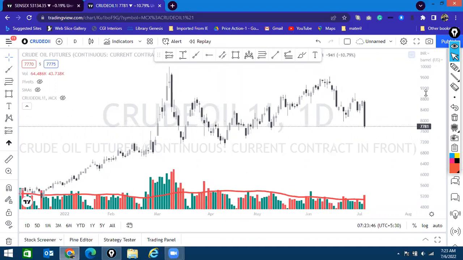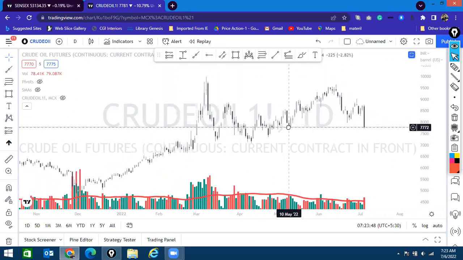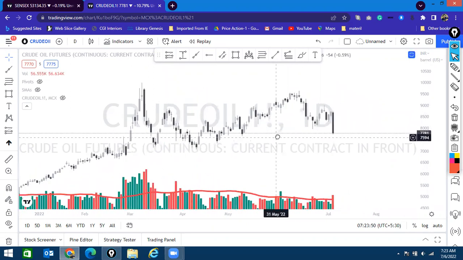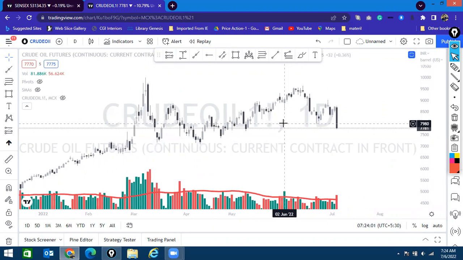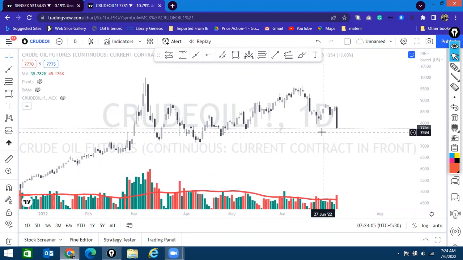So today we are looking at the crude oil chart. I have made some observations, and I feel that I should share this observation with you, and it's very useful while trading. So you can guess where the market is going or how to position yourself in the market, because sometimes no trading is also a part of your trading plan, right?